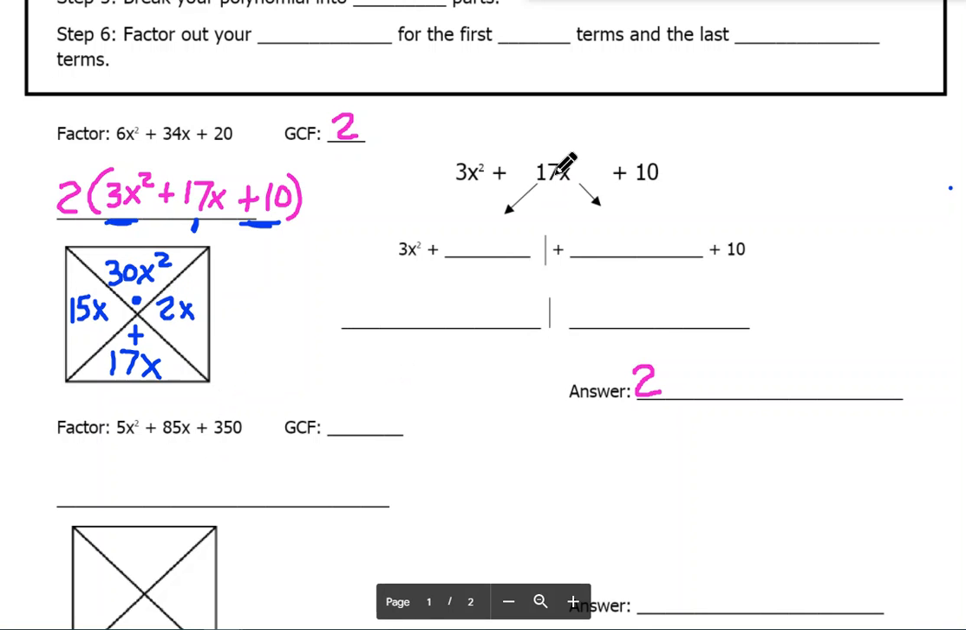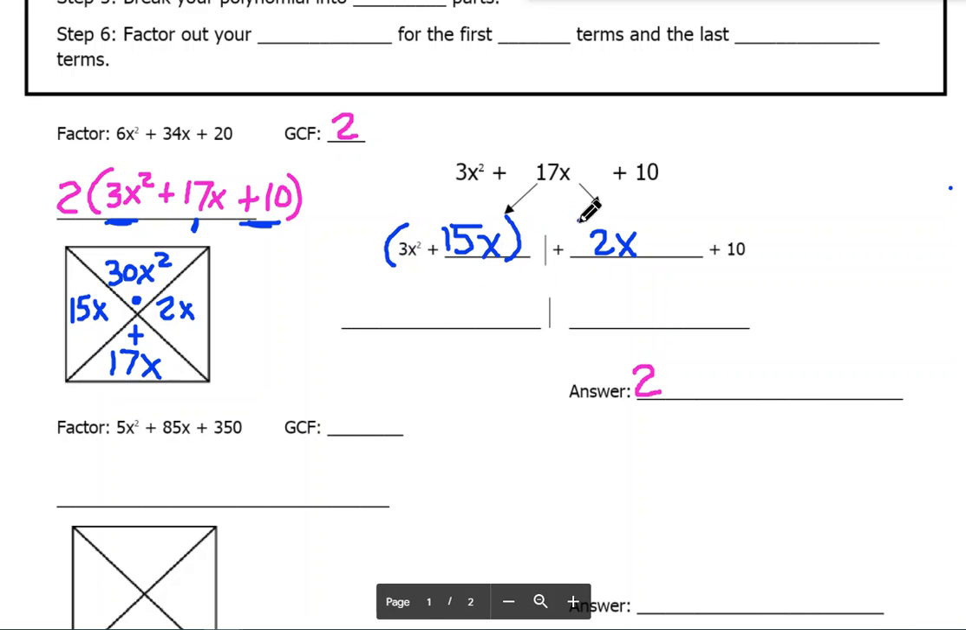Okay, so what do we do? Well, we're breaking up this 17x, right? That 17x was our middle term. We're going to break that up into the two things that we just found. We're going to put 15x and 2x, right? Because 15x plus 2x is going to get me back to that 17x. All right, so now what I'm going to do, I'm going to break this up into two parts. I have it broken up into two parts with this divider here. Some people would put it in parentheses.